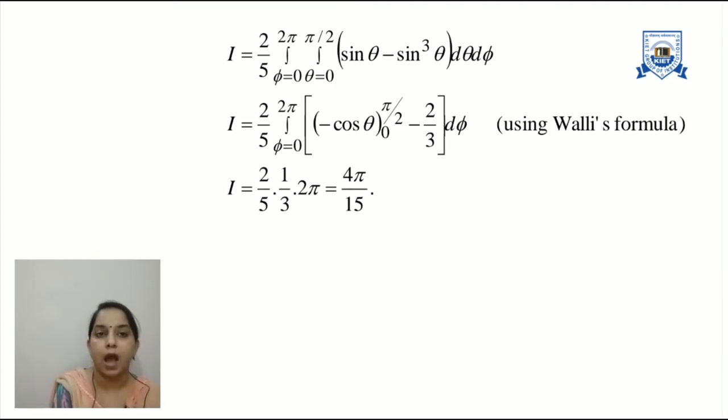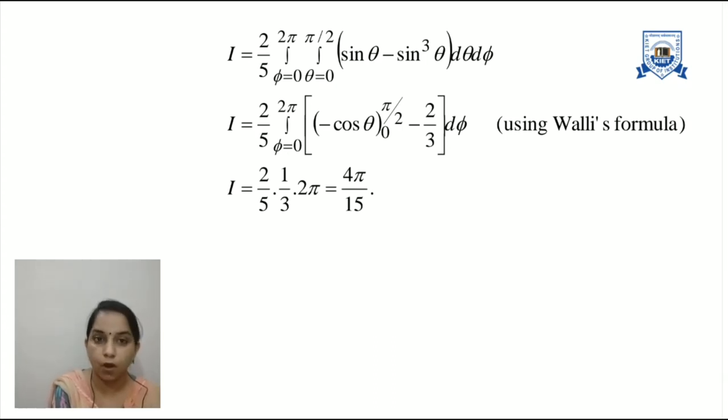Look here, I have limits theta equals 0 to pi by 2, and in the previous example I told you that in the case of theta equals 0 to pi by 2, if we have a function in the form of sin to the power n theta or cos to the power n theta, we have a very useful formula, that is Wallis formula, that I have already written over there. So use that formula. For the first function the value of n is 1, that is odd, and for the second one the value of n is 3, that is also odd.